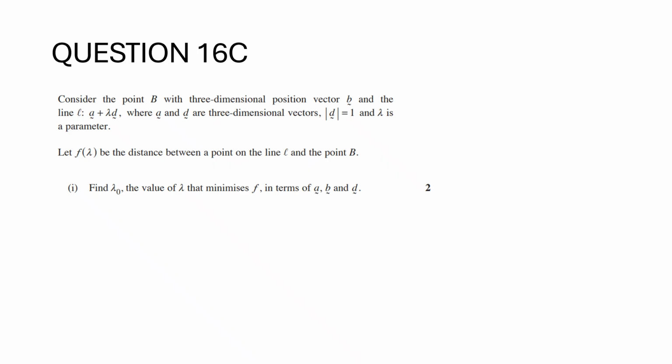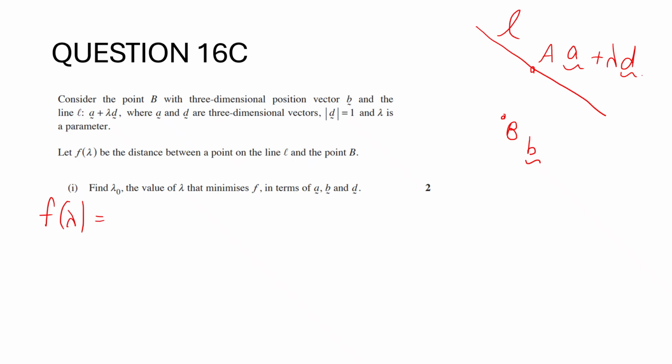So let's start by drawing a diagram. We've got line L, we've got point B, which has position vector B, and we need a generic point on the line, let's call it A, and it's going to have coordinates A plus lambda D. Now, f of lambda will be equal to the length of the vector AB, which is the length of vector B take away A take away lambda D.